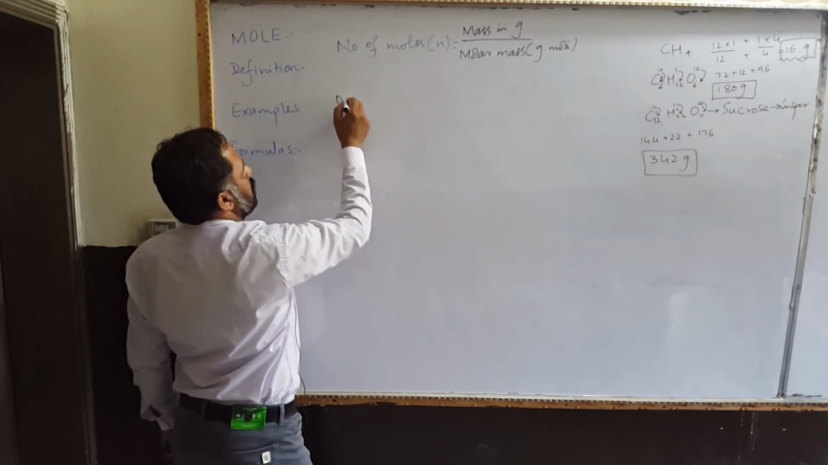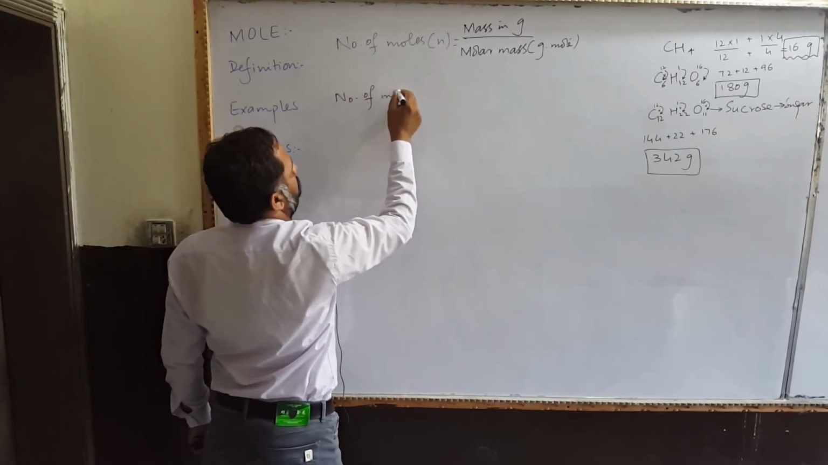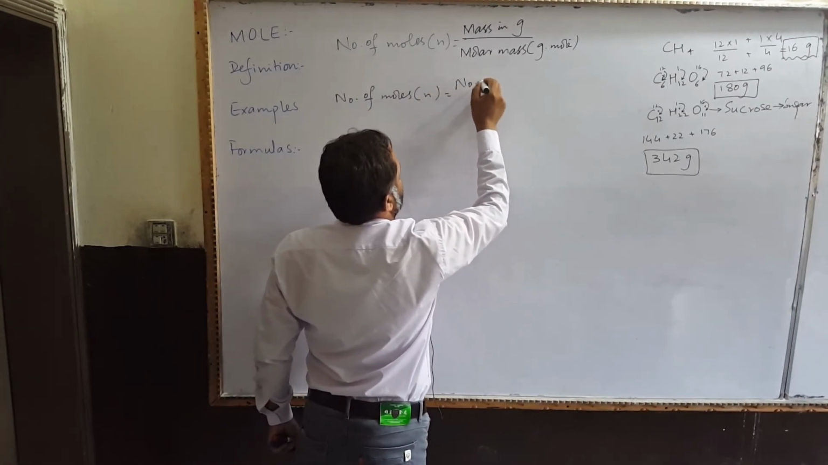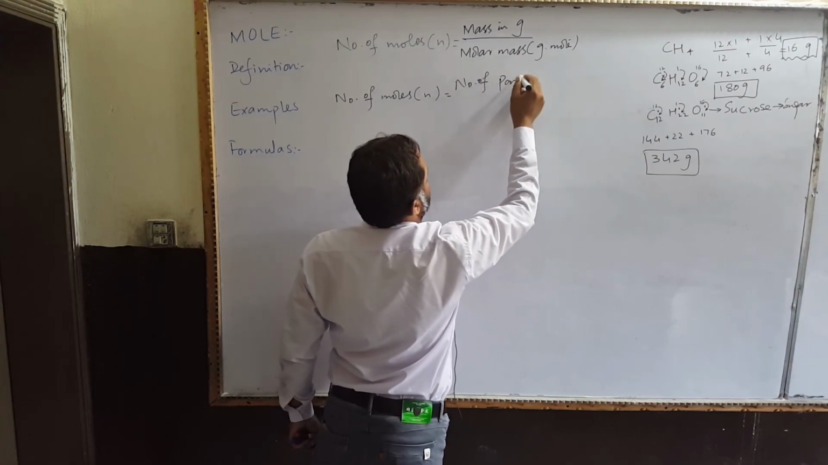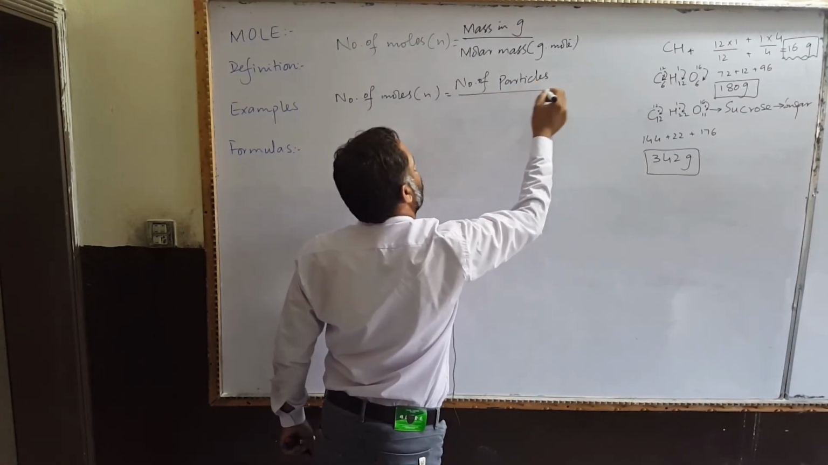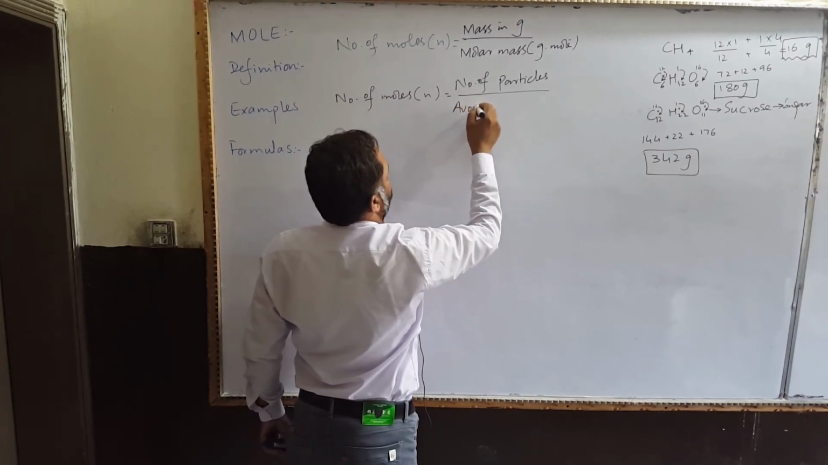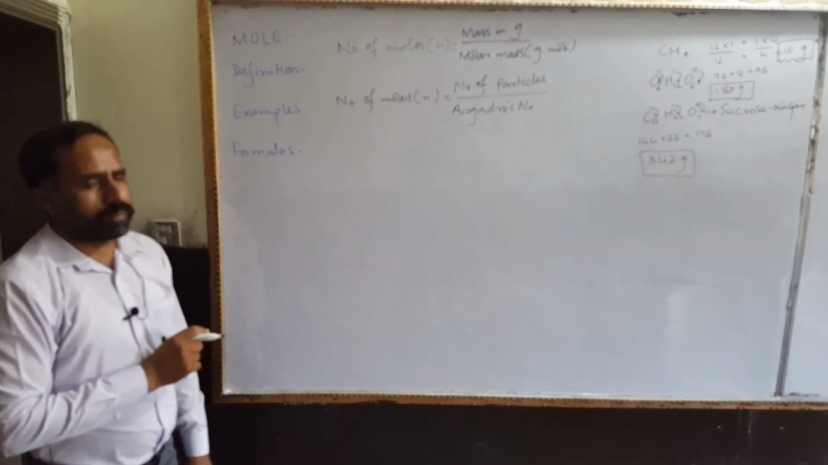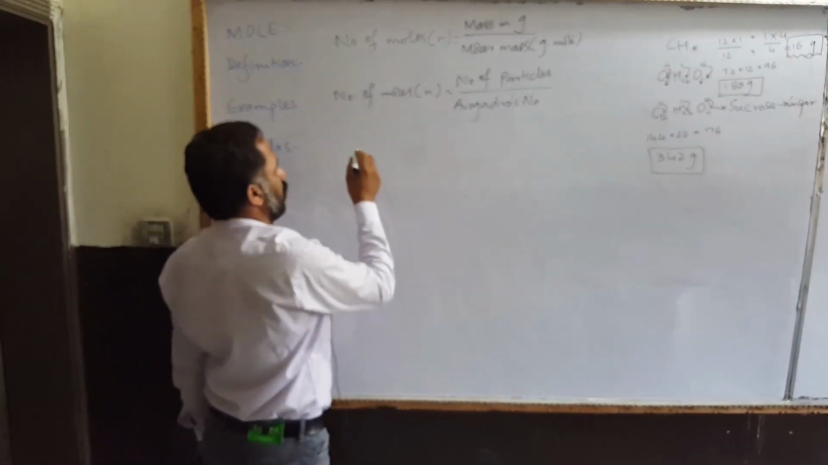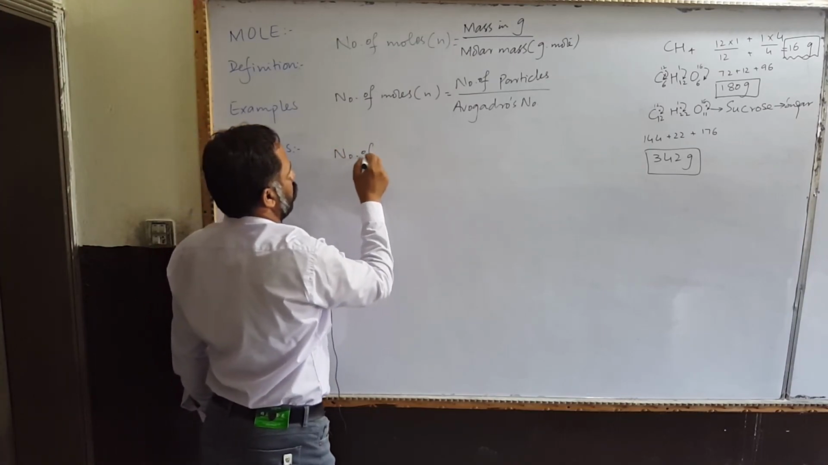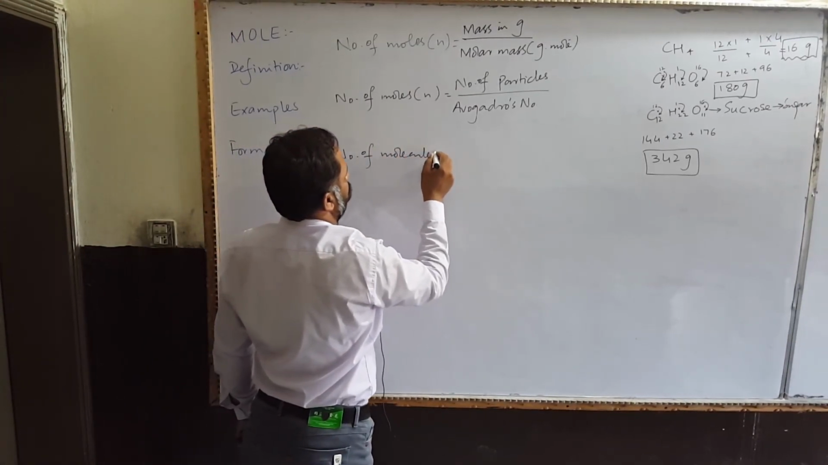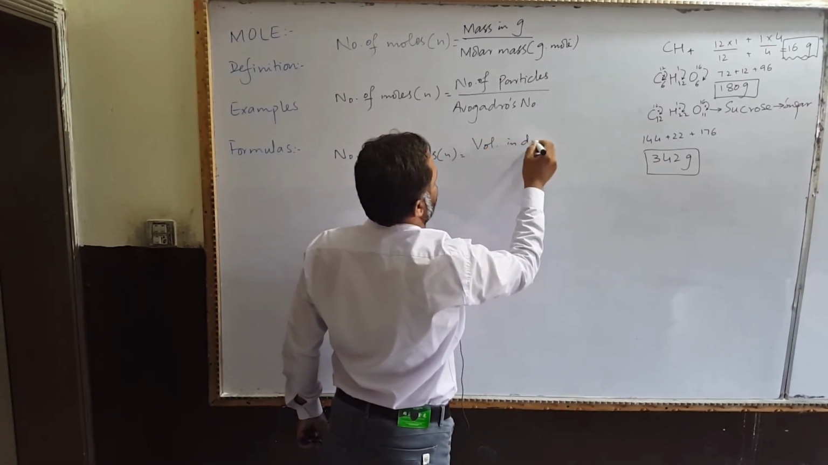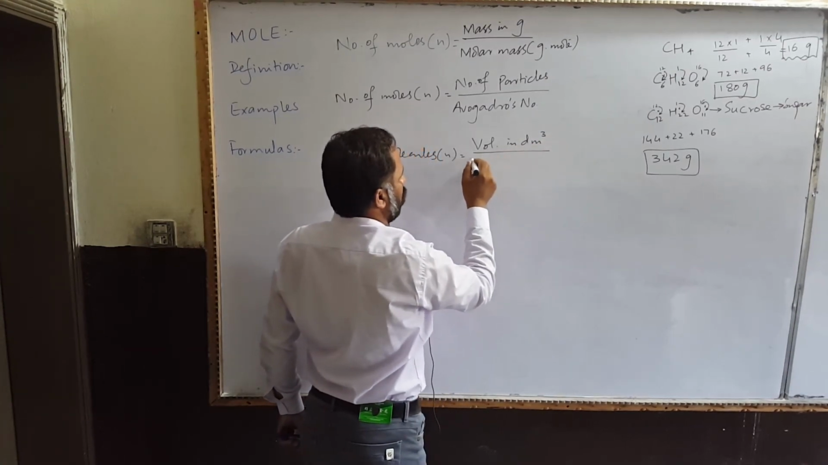The second formula is number of moles, n, is equal to number of particles, either atoms, ions or molecules, divided by Avogadro's number. And the third formula we can use especially for gases: number of moles is equal to volume in decimeter cube divided by molar volume.